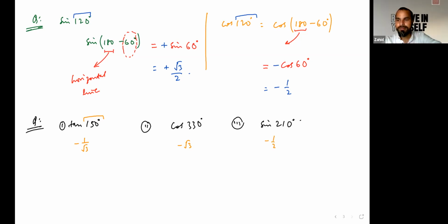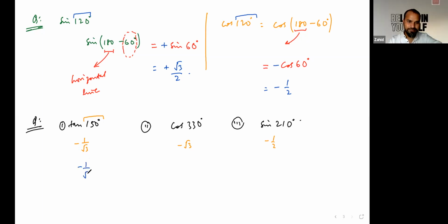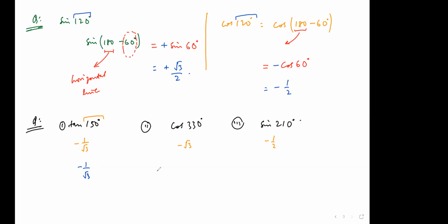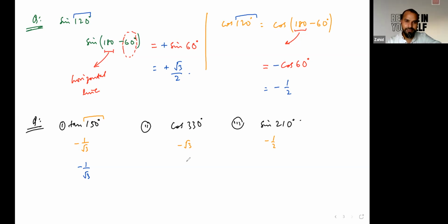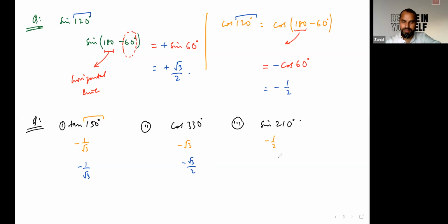Okay, Hamza, tell me your answer. Minus 1 by 3, minus 1 by root 3. Okay. But sir, the next part, I didn't get the second one same as you. Tell me your answer. So it is minus under root 3 by 2. Okay. Third one, I'm doing.